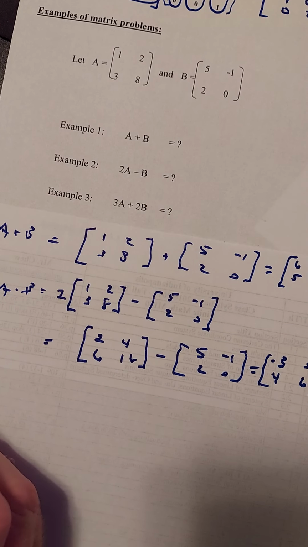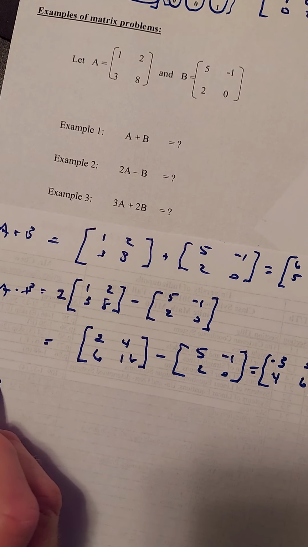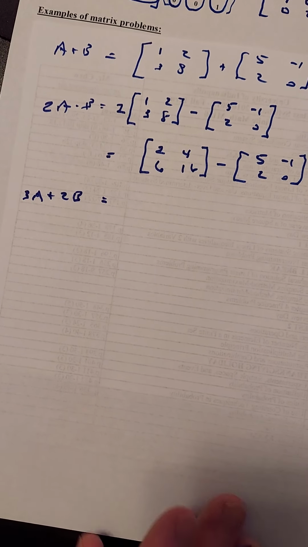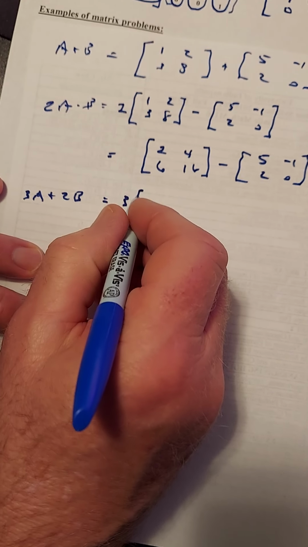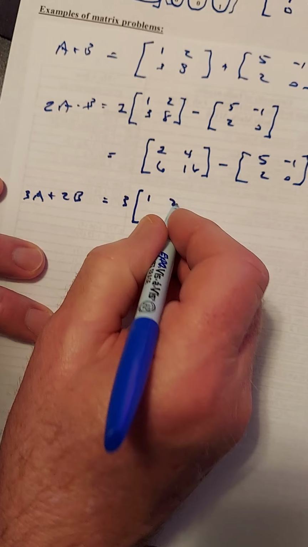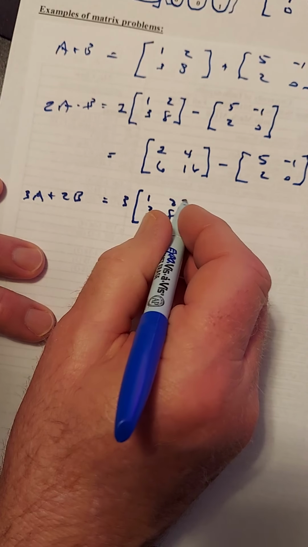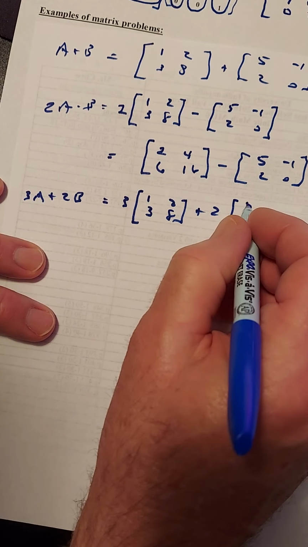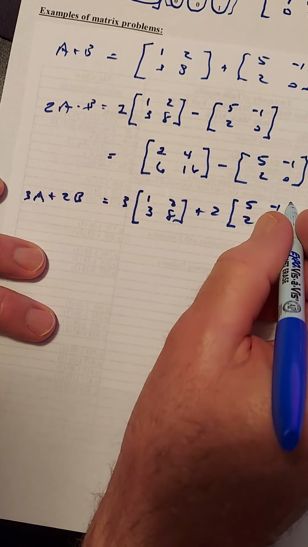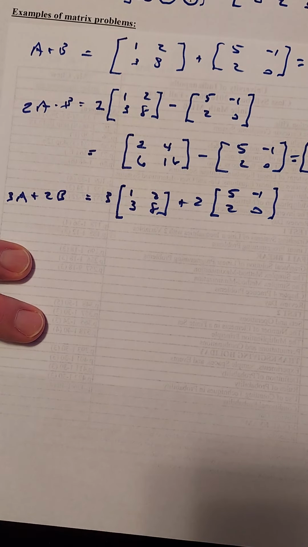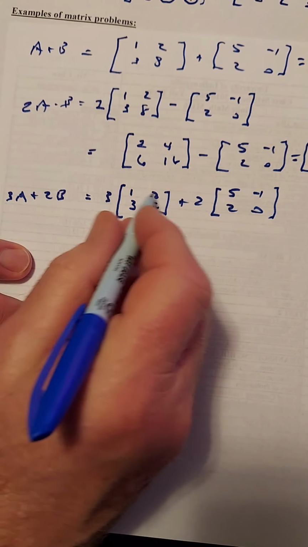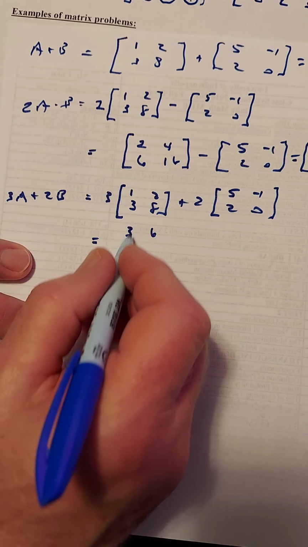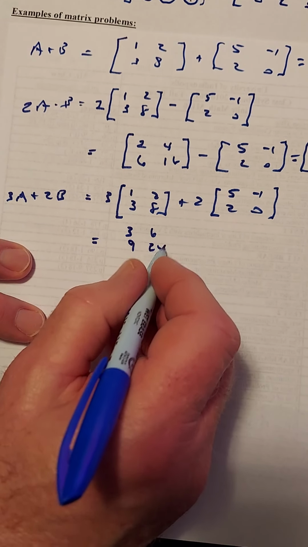Okay, the third one I had was 3A plus 2B. So that tells me I'm going to take 3 times A, so that's 1, 2, 3, 8, plus 2 times B, so that's 5, negative 1, 2, 0. So on the left, I'm going to take 3 times each of those. 3 times 1 is 3, 3 times 2 is 6, 3 times 3 is 9, and 3 times 8 is 24.